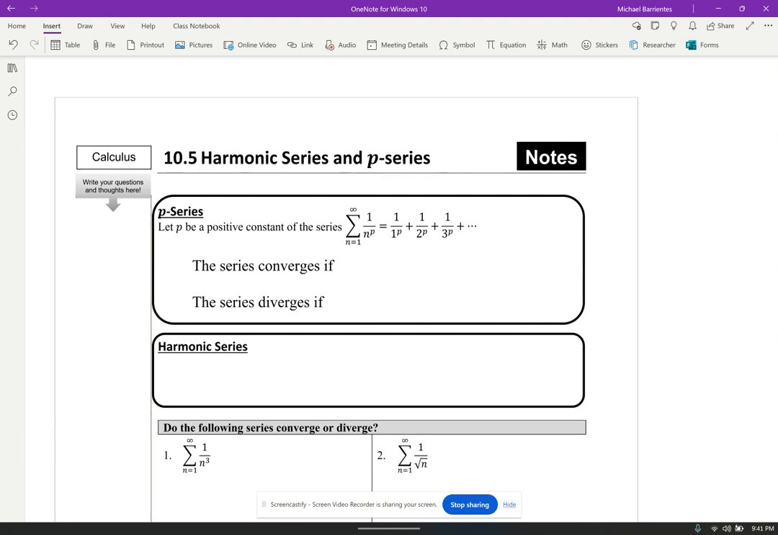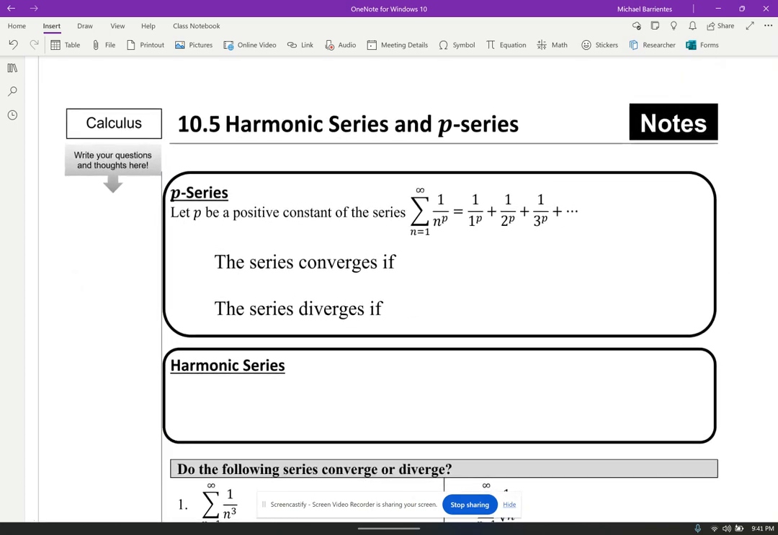Hey, good people, welcome to the first video of 10.5 Harmonic Series and P Series. In this set of notes, we'll be talking about a specific type of series, just like we had a specific type when we talked about a geometric series. We're going to look at a specific type of series called the harmonic series, which we mentioned before, and now a new type of series called the P series. So, let's start with that.